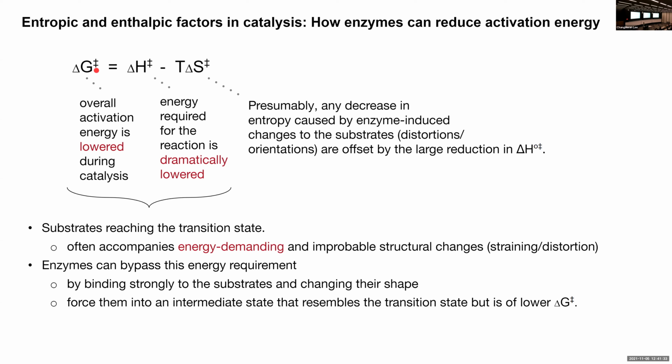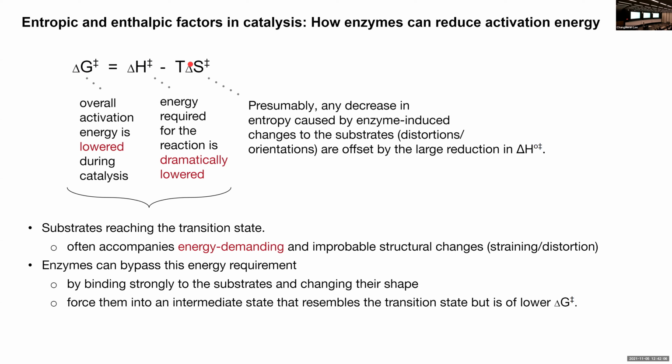And this delta G, since this is Gibbs free energy, it'll use the same equation where delta H double dagger minus T delta S double dagger determines the delta G double dagger. And delta H double dagger, as you know, is the energy, right? So the energy required for this reaction will be dramatically lowered if the delta G is lowered too. And vice versa, if delta H is lower, then that means delta G decreases too.